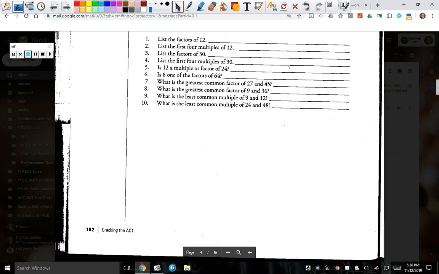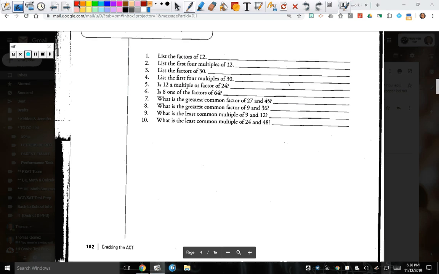These are important. Factors of 12. What are the factors of 12? 1, 2, 3, 4, 6, and 12. Nicely done. Because look, 1 times 12 is 12. 2 times 6 is 12. 3 times 4 is 12. You got them all. Okay?